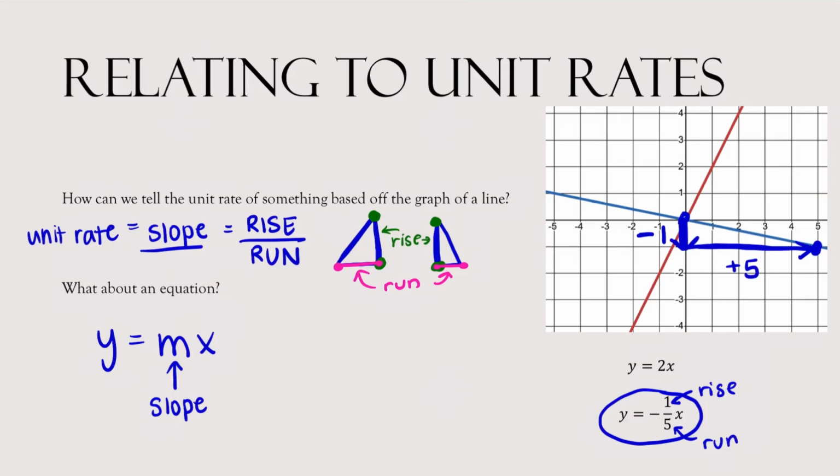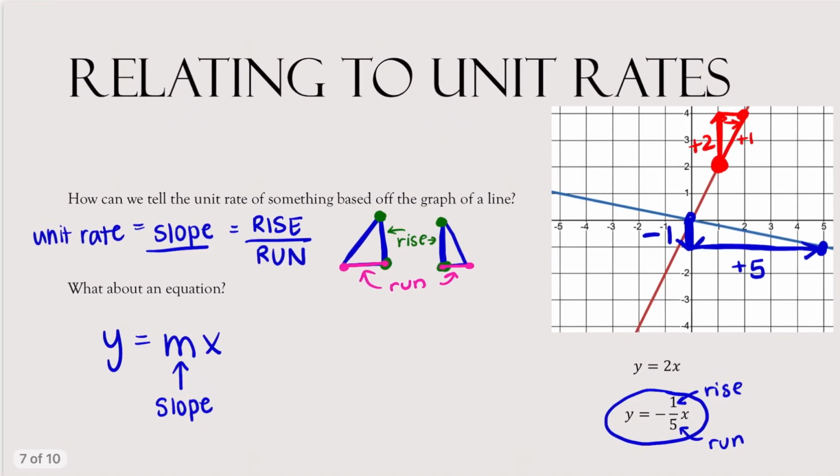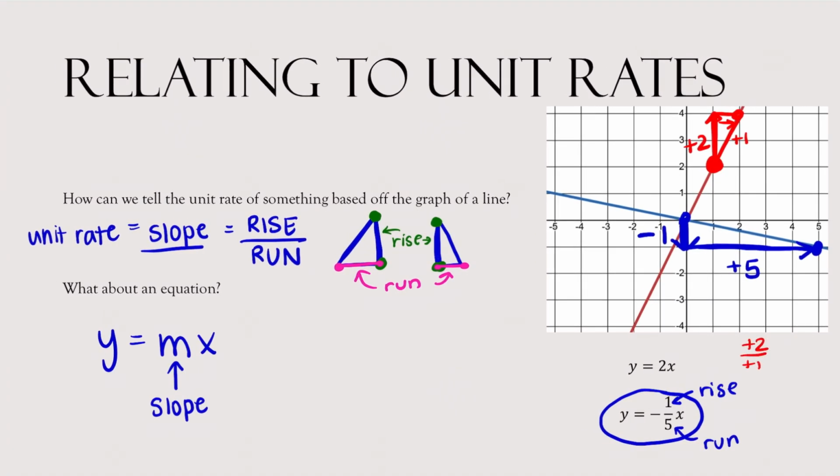If I was to do it for the red one, I'll do it up here. So here's my right triangle. To get from this starter point, I go up 2, so that's +2, and I go right 1, and that's +2 over +1. That's my rise over my run. Again, 2 over 1 is really just 2. That matches that equation. So you can see how drawing those right triangles helps us find what the rise and the run is on the graph, and helps us match it to the equation.